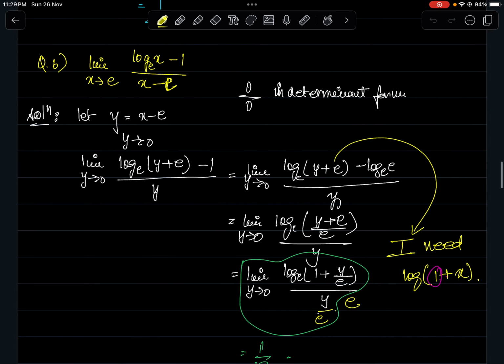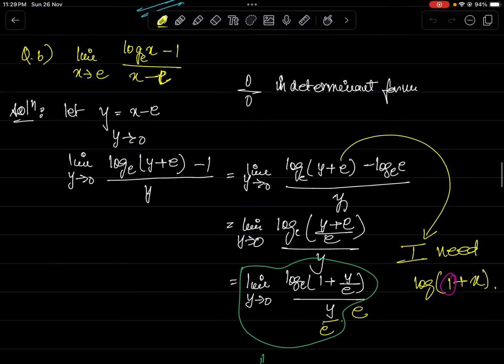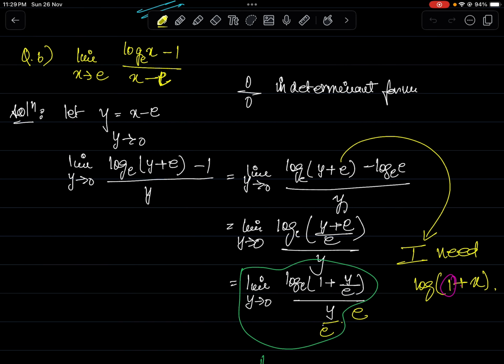So the problem was limit x tends to e of (log base e x minus 1) by (x minus e). Over here the first thing that we are supposed to do is to check whether it's an indeterminate form or not, in the sense of whether the limit is finite or infinite. Here I am getting 0 by 0 form, that is an indeterminate form. That means the solution exists for that.